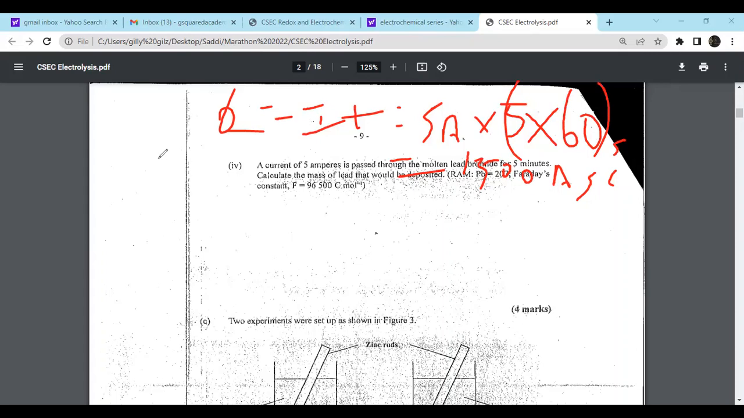Yes, sir, I understand that, but I'm saying I'm not seeing seconds in the statement. So I'm wondering if it is in minutes, then we convert to seconds. Yes, definitely. You definitely have to convert to seconds. And if they give you days, you have to convert days to seconds. Okay, so that is 1,500 coulombs, right?